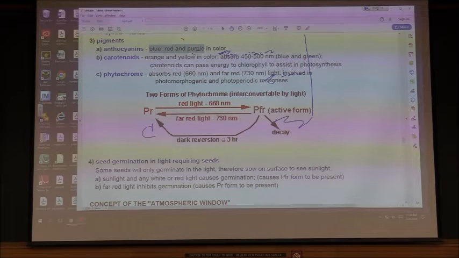Second lecture. The vacuole. Okay? We already covered that. Put an X to it.